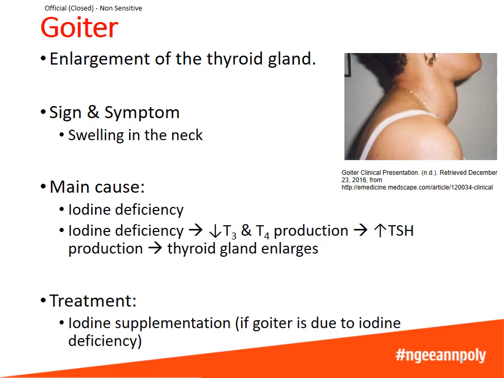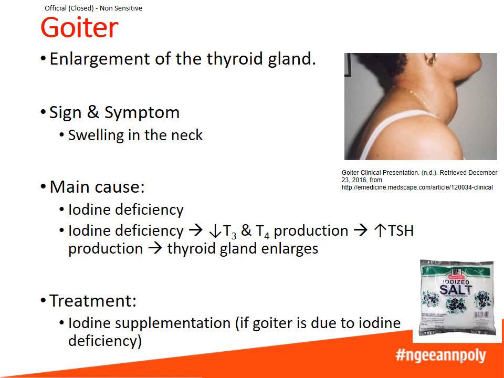The treatment of goiter depends on what is causing it. If the goiter is caused by iodine deficiency, then obviously the treatment is to add iodine to the person's diet. Iodine is usually found in seafood, dairy, and eggs. Iodized salt is also available, where small amounts of iodide have been added to the salt.